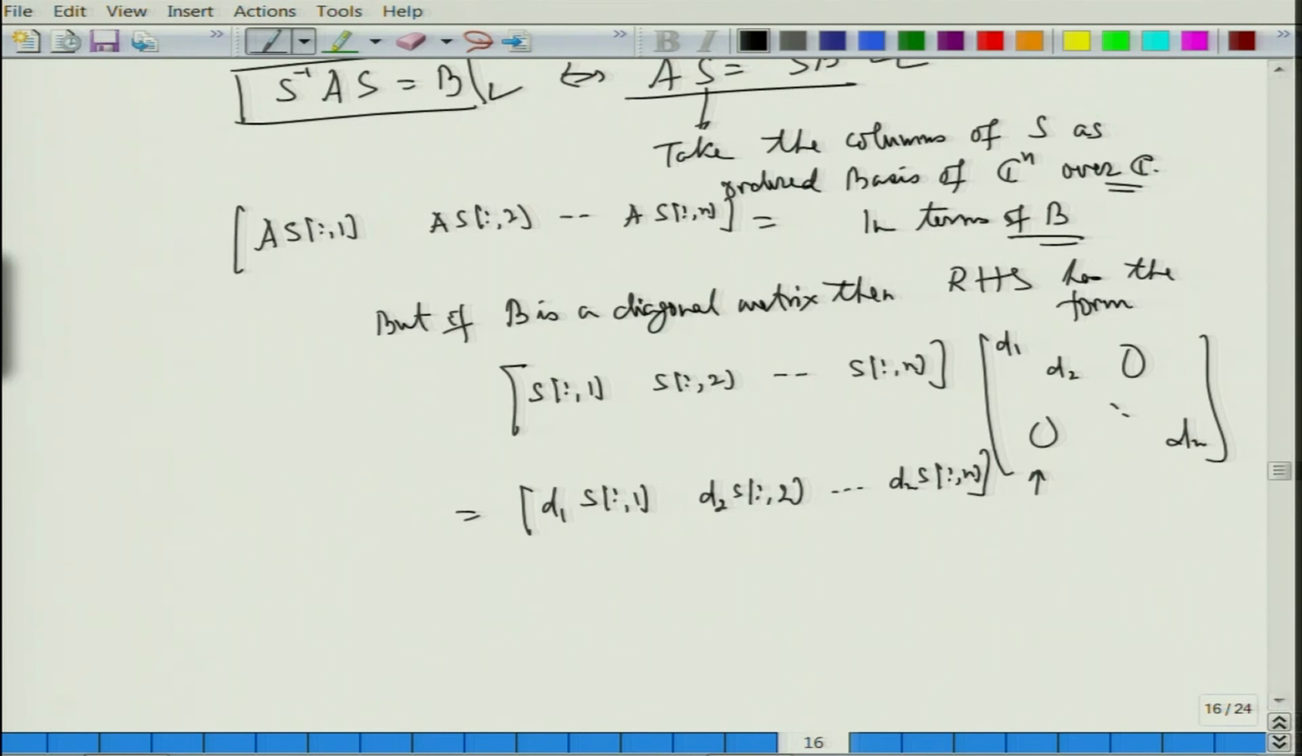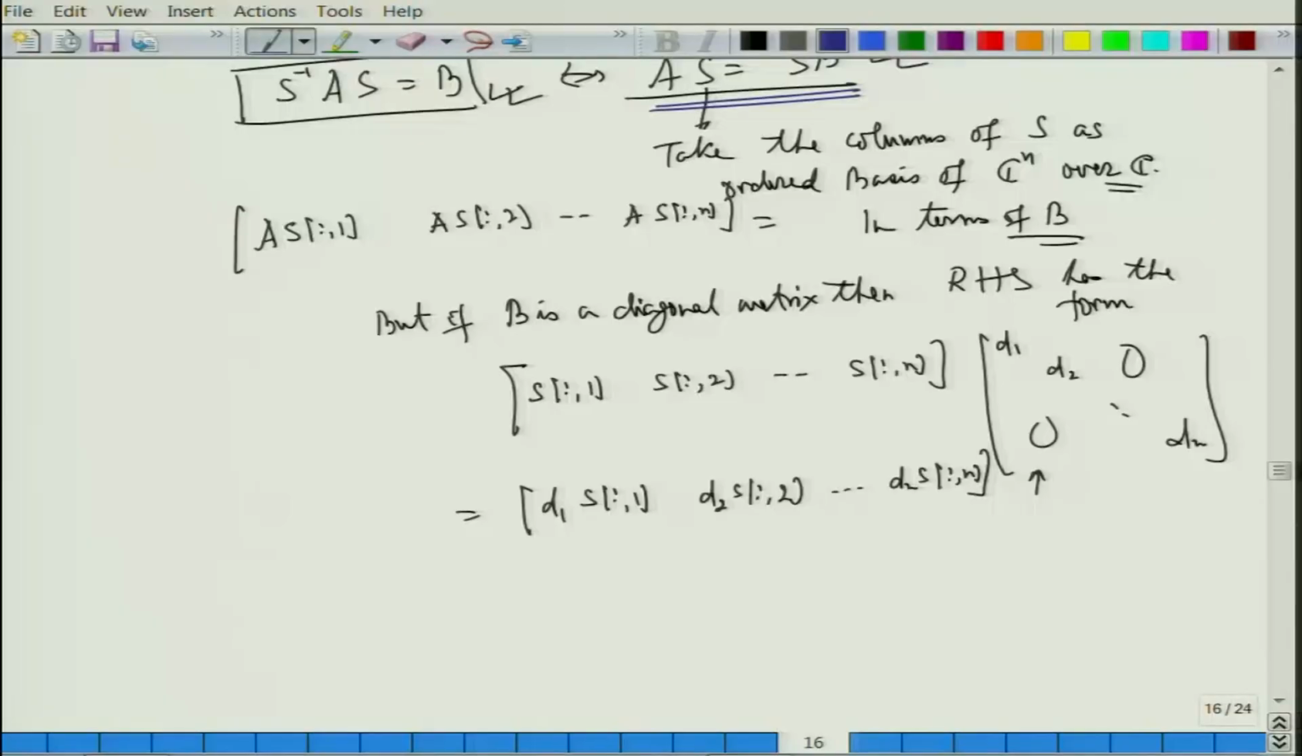In general, if I am looking at just any B, I do not get anything. All right. It is just an expression AS is equal to SB, and that appeared at the time of looking at matrix of the linear transform, composition of matrices, and we said that we need to understand that to talk of similarity operation. All right.